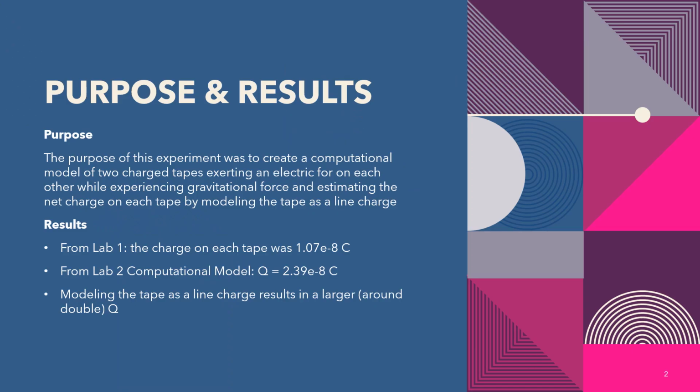The purpose of this experiment was to create a computational model of two charged tapes exerting an electric force on each other while experiencing gravitational force, and estimating the net charge on each tape by modeling the tape as a line charge. The results of the experiment are that when modeling the tape as a line charge, Q equals 2.39 times 10 to the negative 8 coulombs, as opposed to in Lab 1 when the tape was modeled as a point charge, Q equaled 1.07 times 10 to the negative 8 coulombs. So, modeling the tape as a line charge results in a larger Q.